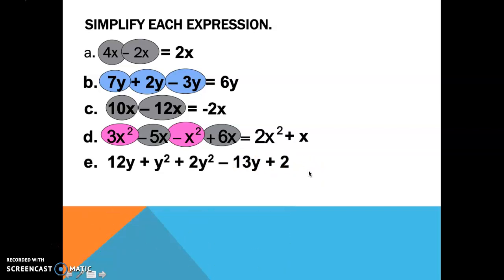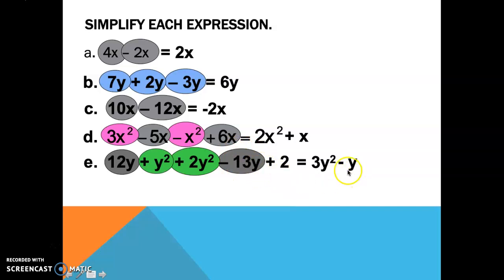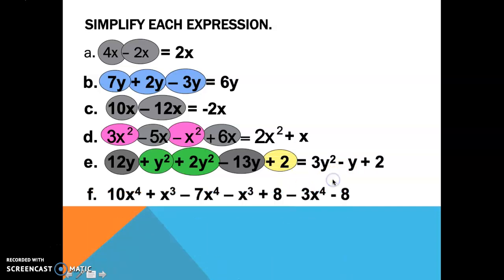Another complicated one. Let's start with our y squareds. I have 1y squared. I add 2 of them, and I get 3y squareds. 12y, I subtract 13 of them, so I have a negative 1y, and then I have my constant. One more here.